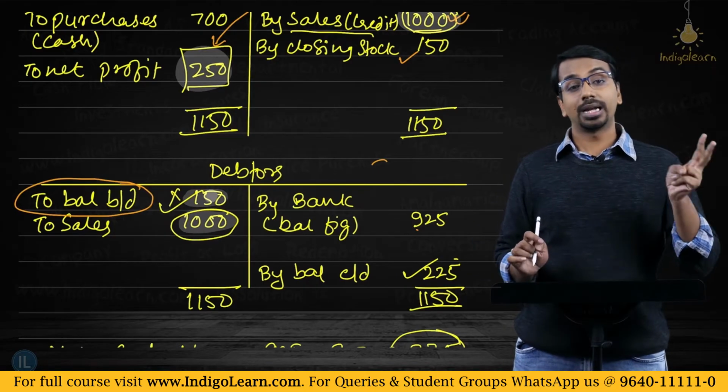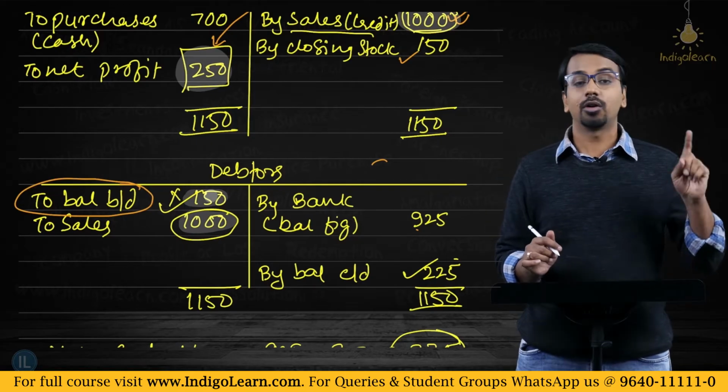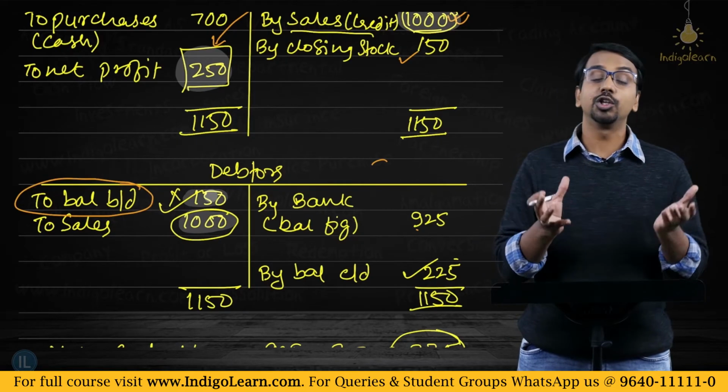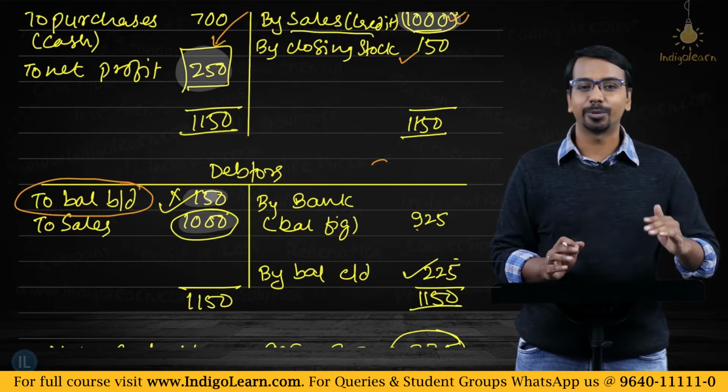So the two rules that we need to remember: for inventory, opening inventory minus closing inventory; for debtors, opening debtors minus closing debtors. If it is a positive number, you will add to the net profit. If it is a negative number, you will reduce from the net profit.